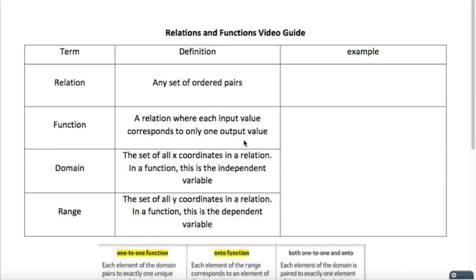So these notes cover relations and functions. A relation is just any set of ordered pairs with an x and a y value. So I could have a set of ordered pairs that looks like this.